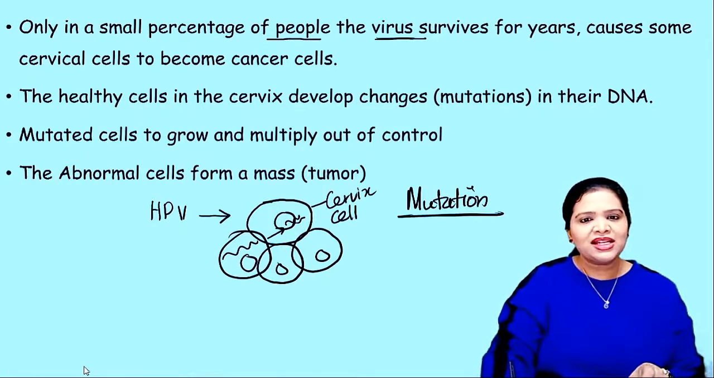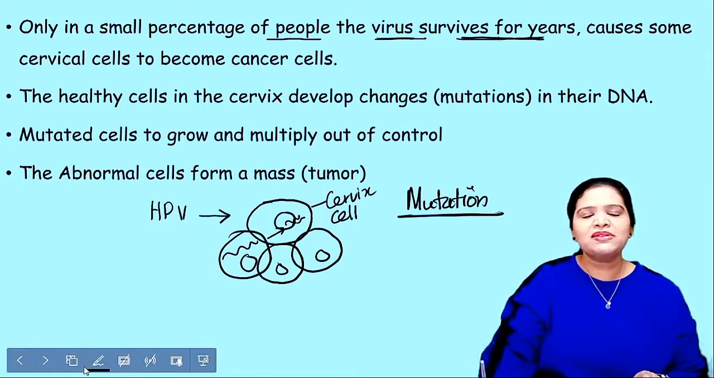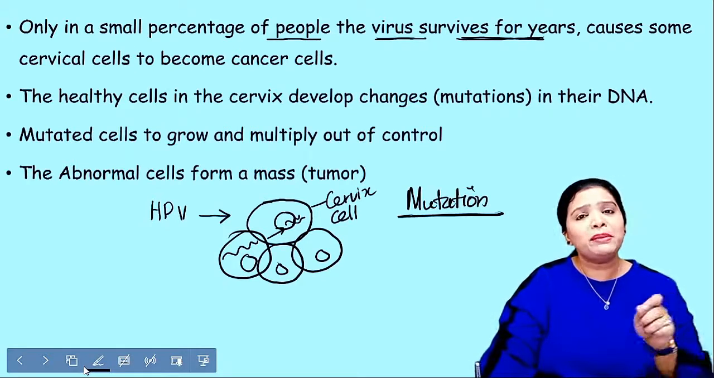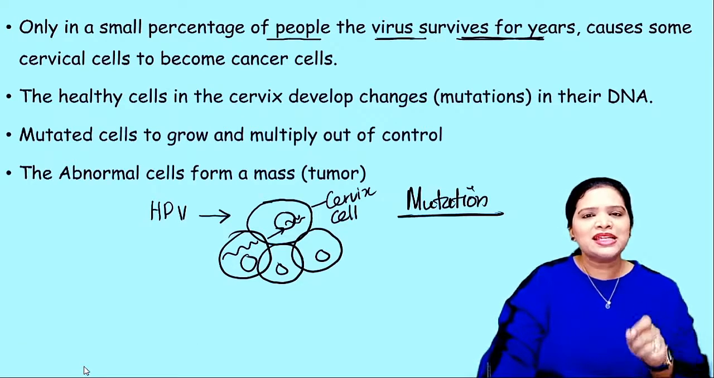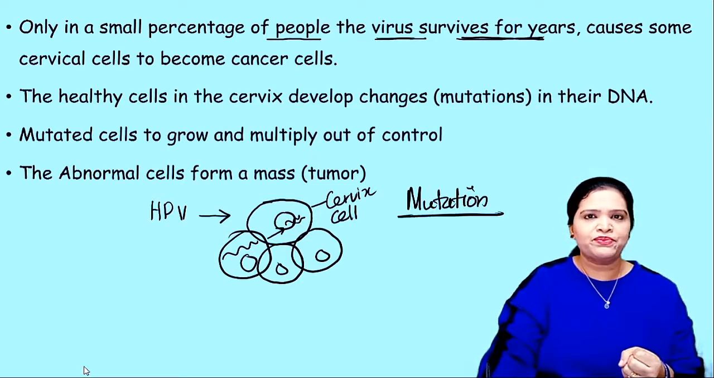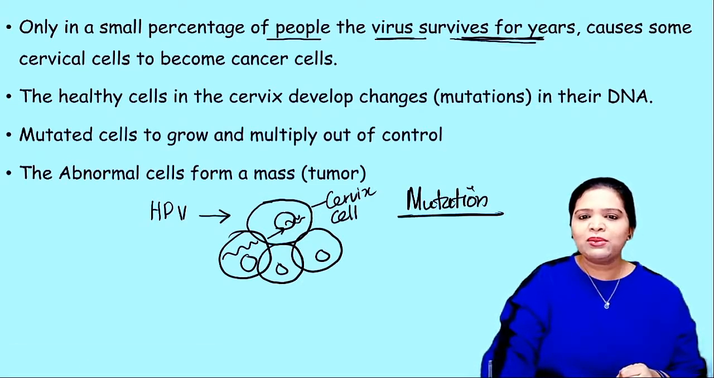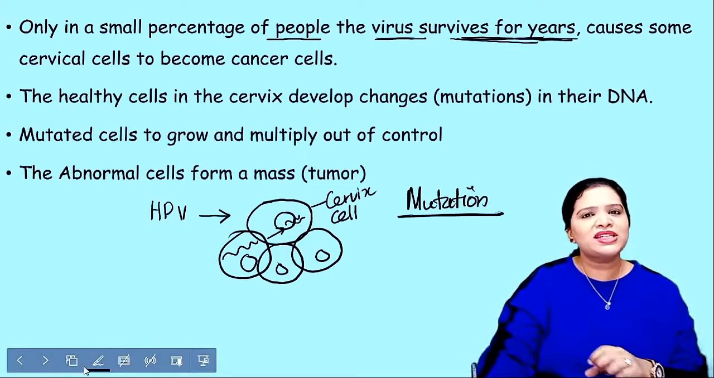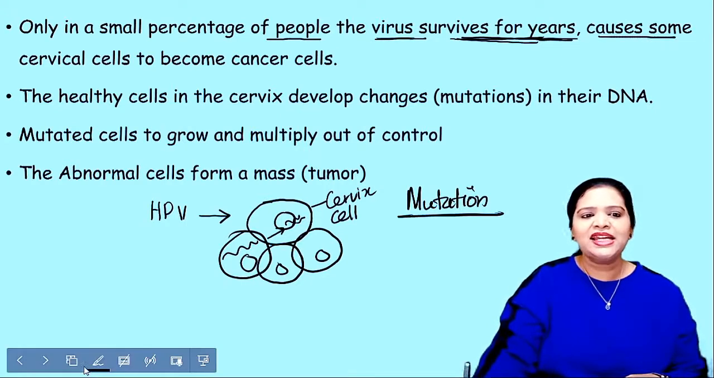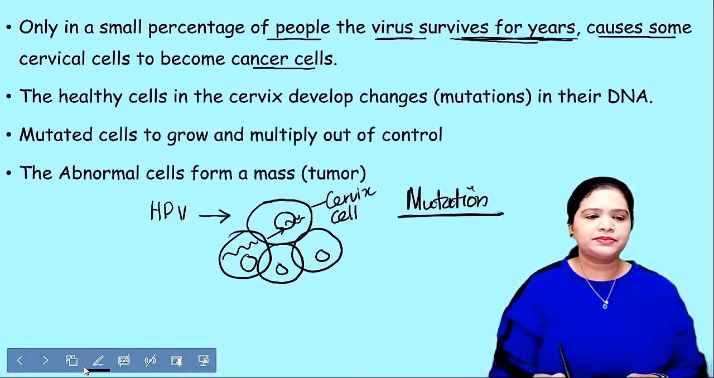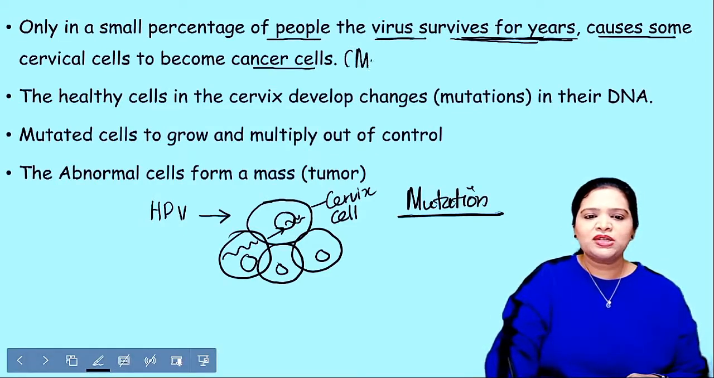Because the virus remains and survives in the woman's body for many years. It keeps in a silent mode. It waits for a suitable environment to start multiplying. Until then, it stays in a silent mode itself. So the virus survives for many years without causing any infection, and suddenly it causes the cervical cell to become a cancerous cell. That means suddenly it causes mutation in the host cell.